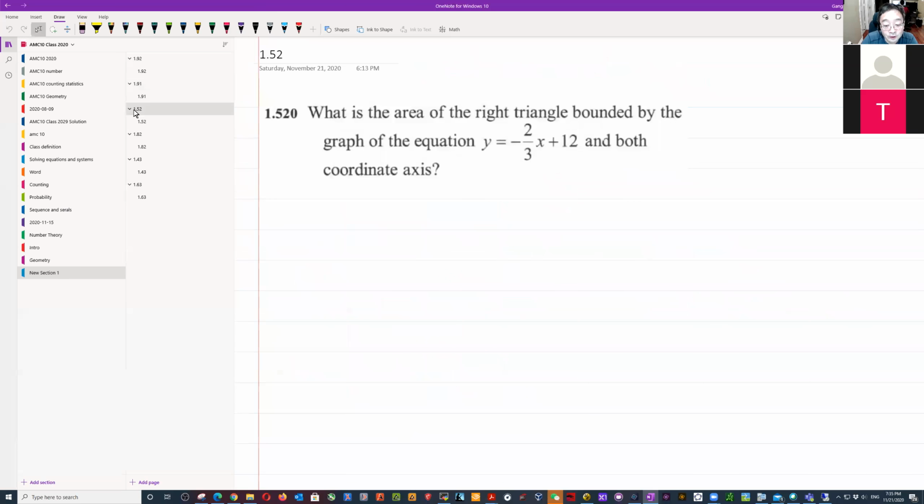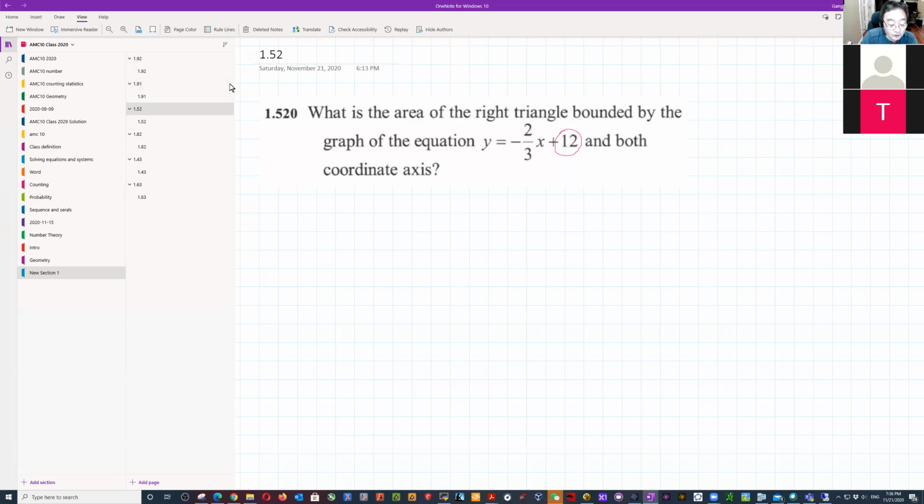And let's try this one. What is the area of the right triangle bounded by the graph of this? It looks like this is the y-intercept, so it must be quite high. So we change our view from the ruler line to the grid line, and we're going to draw this. It looks like it goes down, so the picture is going to focus on the first quadrant because it starts very high at 12 and goes down. So we will just draw the first quadrant of the picture.